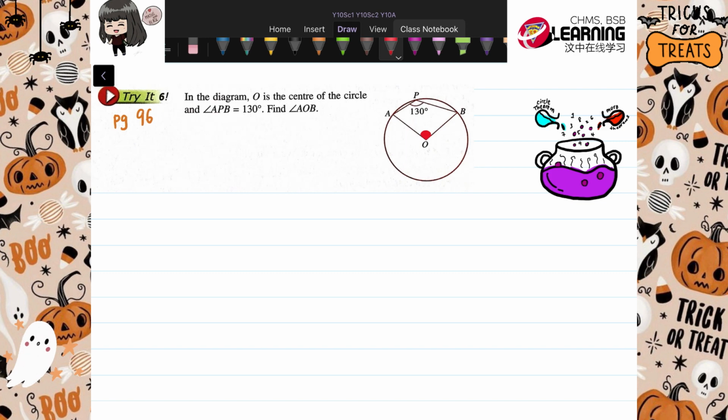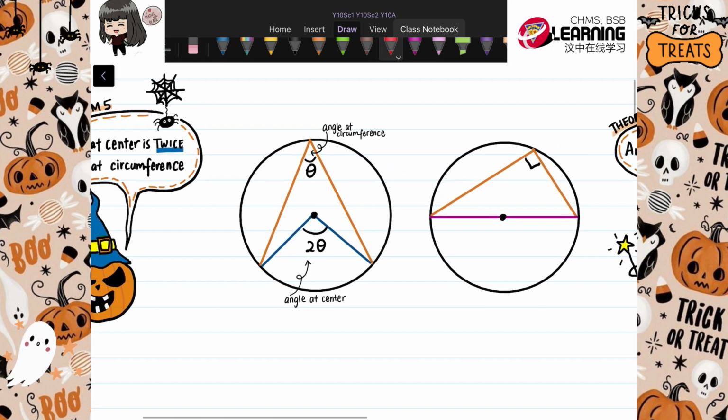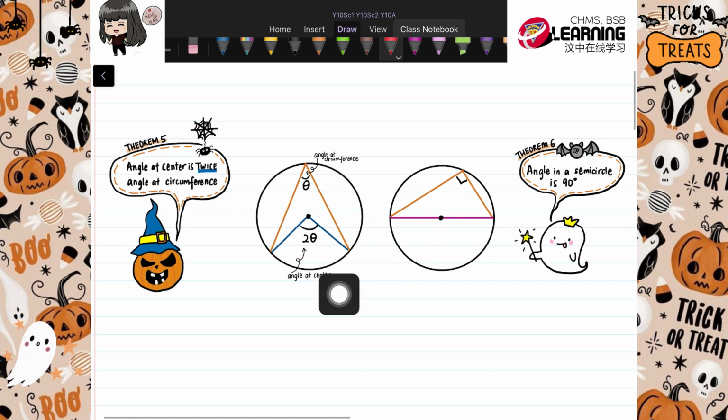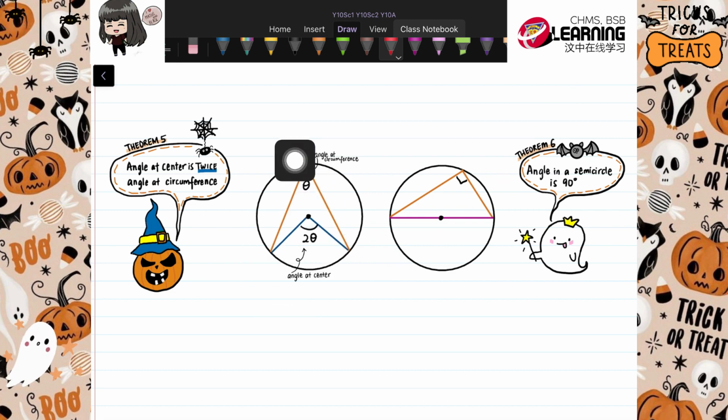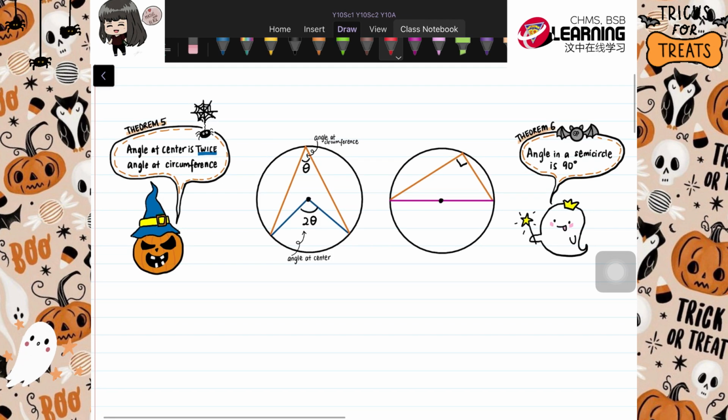According to the theorem, which theorem do you think this is? Let's look at try it 6 again, at Theorem 5 and 6. Theorem 5 is angle at the center is twice angle at the circumference. Theorem 6 is angle in a semicircle is 90 degrees. I forgot to tell you something: you must remember all the theorems from 1 until 9. For now it is 1 until 6. Because you will have a question in a circle with all the theorems together. They will jumble up any theorems they want in a circle to test whether you know all the theorems or not. So you remember each theorem and how it works, right?